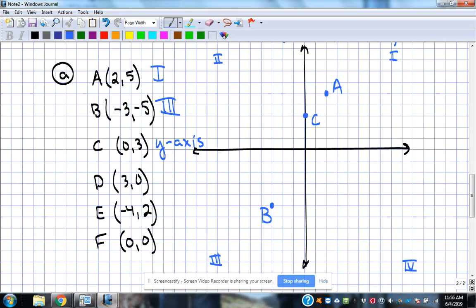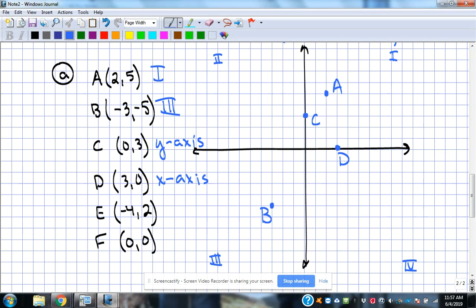Okay. If I do point D, 3, 0. Go over to 3 here. Put that point there. Where's that located? Well, what axis is it on? The x-axis. It's not really in quadrant 1. It's not really in quadrant 4. It's on the border, which is the x-axis. Okay, so you can be on an axis. That can be your location.